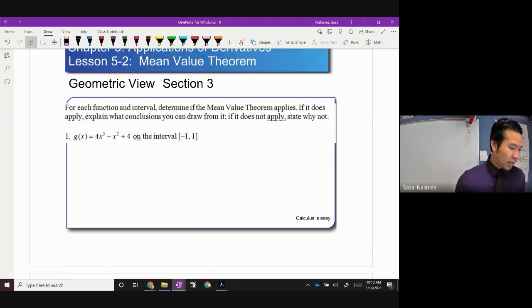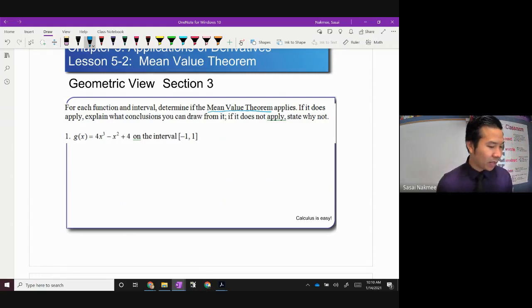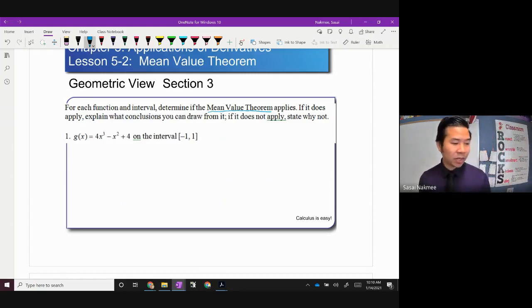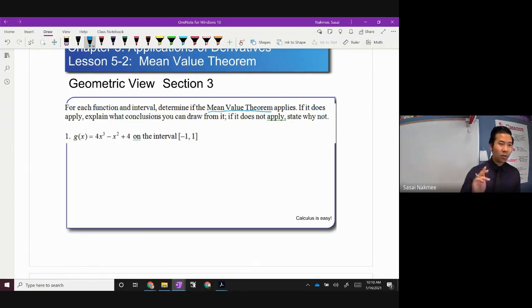For each function and interval, determine if the mean value theorem applies. If it does apply, explain what conclusions you can draw from it. And if it does not apply, state why not. So in order for the mean value theorem to work, you need two conditions to be met. The first condition that needs to be met is that you need to be able to see that g of x is continuous on the interval -1 to 1.